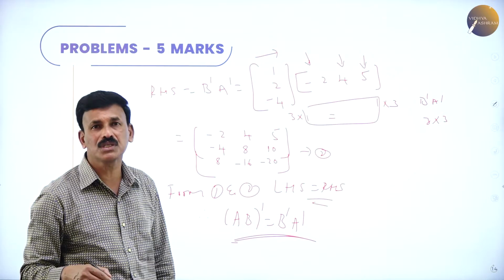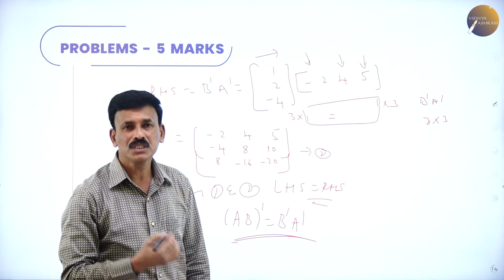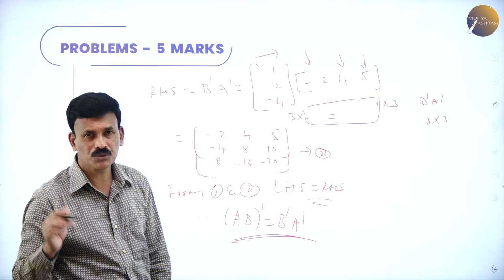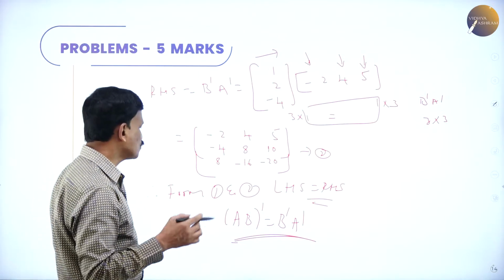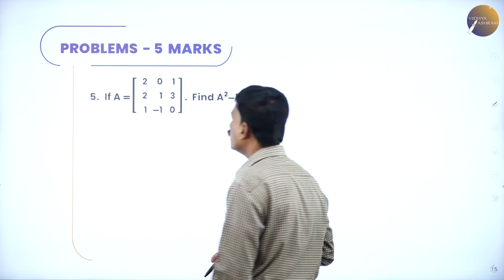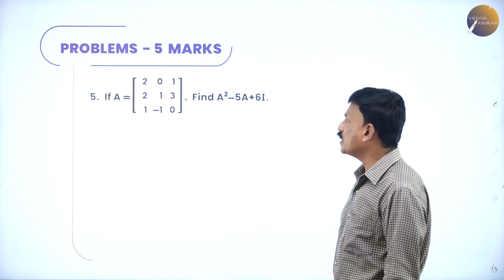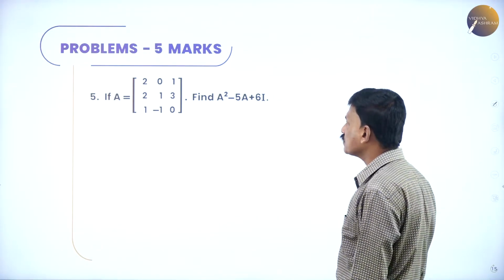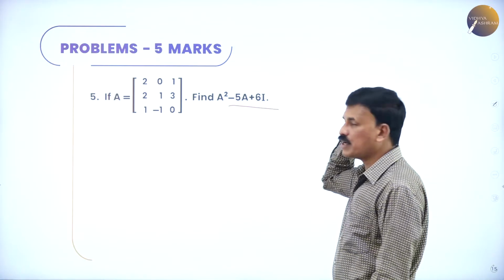AB whole dash is equal to B dash A dash, the reversal law of transpose. Hope you followed. Now let us come to the next set of problems. What is the problem given? If A is equal to [2 0 1; 2 1 3; 1 -1 0], find the following.